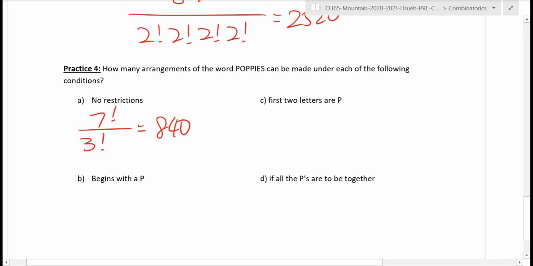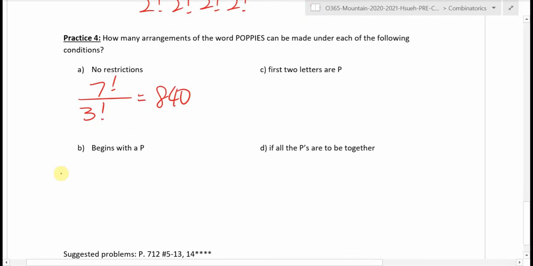Okay, part B, it has to begin with a P. In that case, the first letter has to be P. Okay, so there's only one choice. Now you have 6 letters left, and we still have 2 p's left. So it's going to be 6 factorial divided by 2 factorial. This first letter P is just 1, right? Because we don't have any choices. If you put this into a calculator, I believe you should get 360.